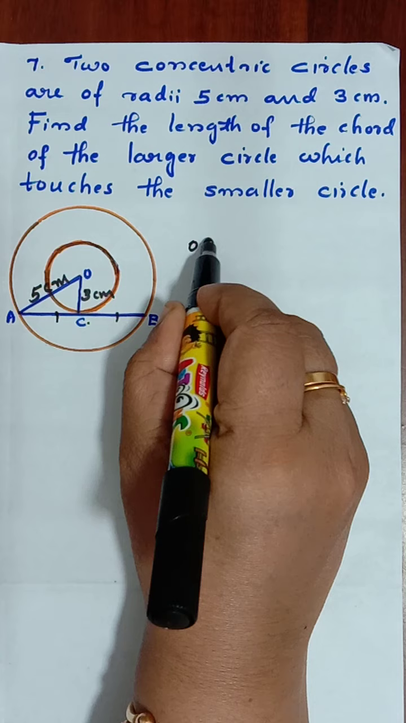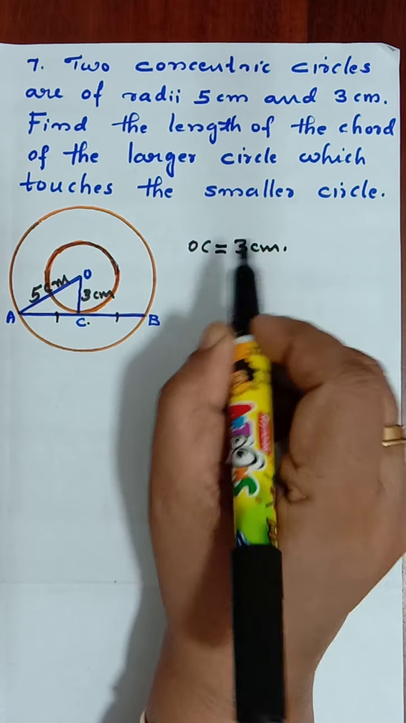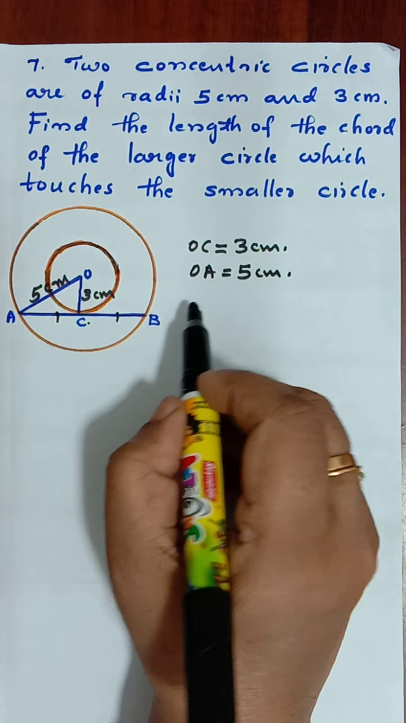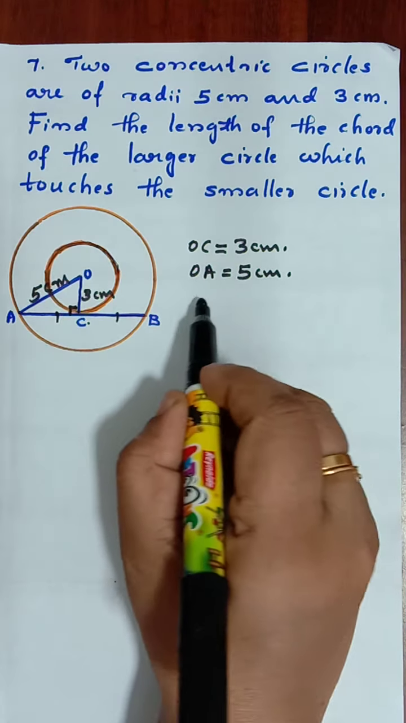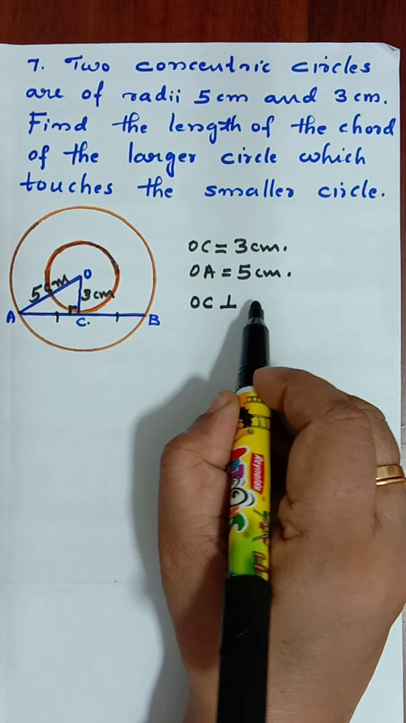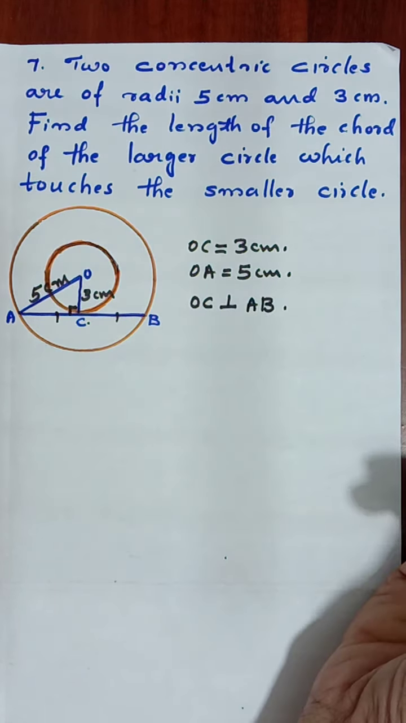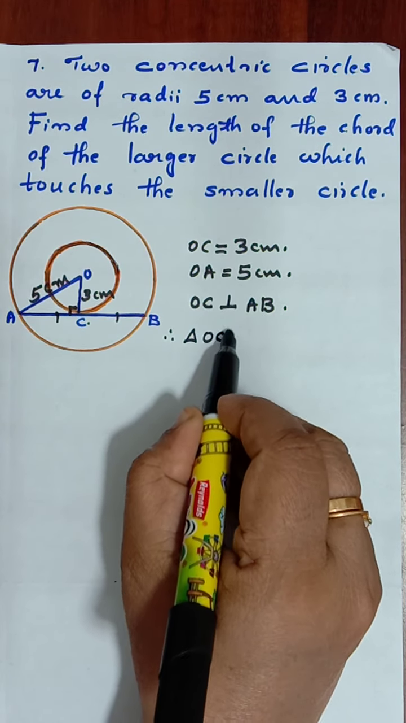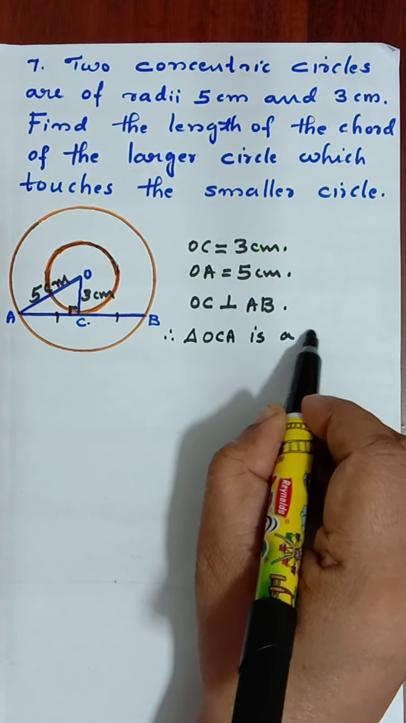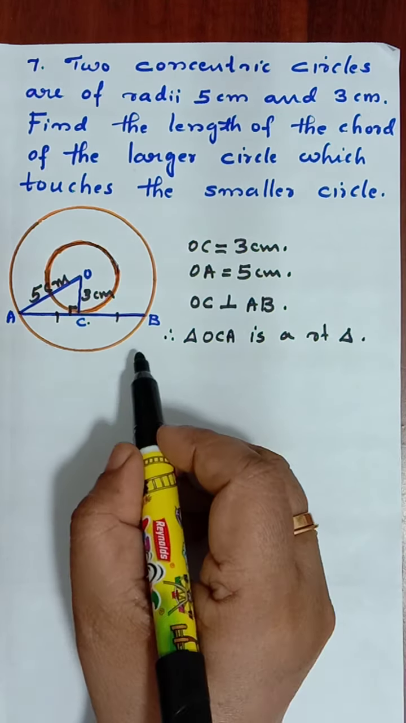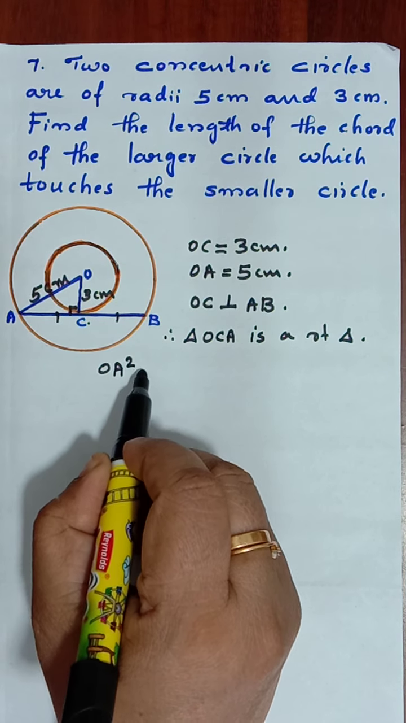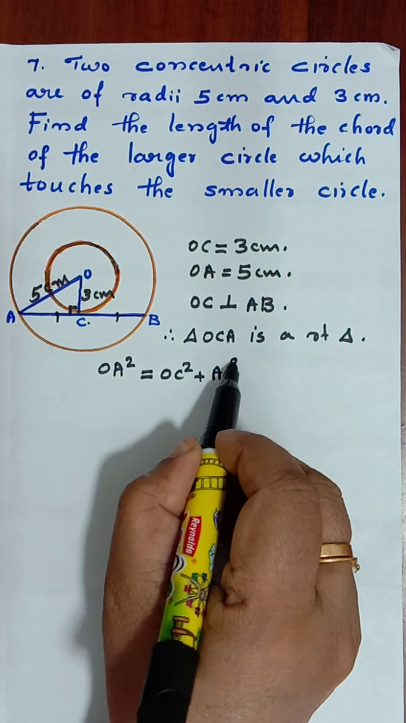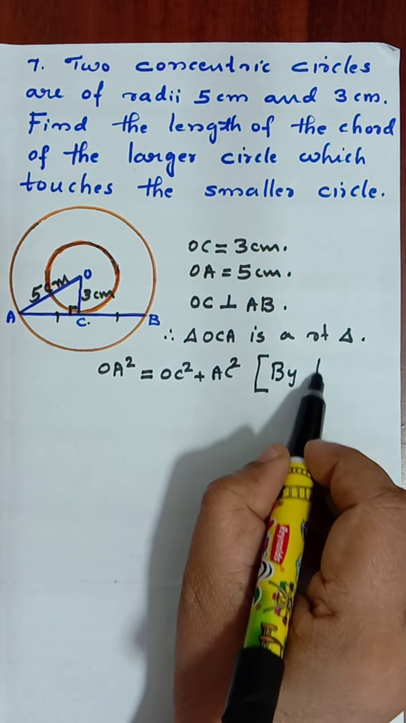So here we are given with OC is equal to 3 centimeter. OA is equal to 5 centimeter. Now we have to consider why this is right angle. As we know, OC perpendicular to AB. Radius perpendicular to tangent at the point of contact. Therefore, triangle OCA is a right triangle. Now let us consider Pythagoras theorem. OA square is equal to OC square plus AC square. We have to write by Pythagoras theorem.